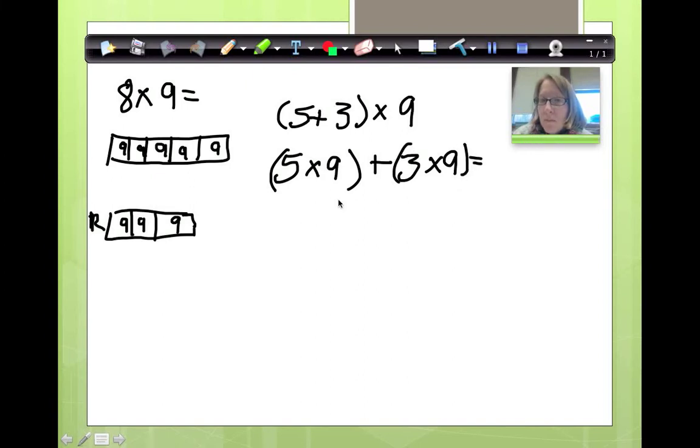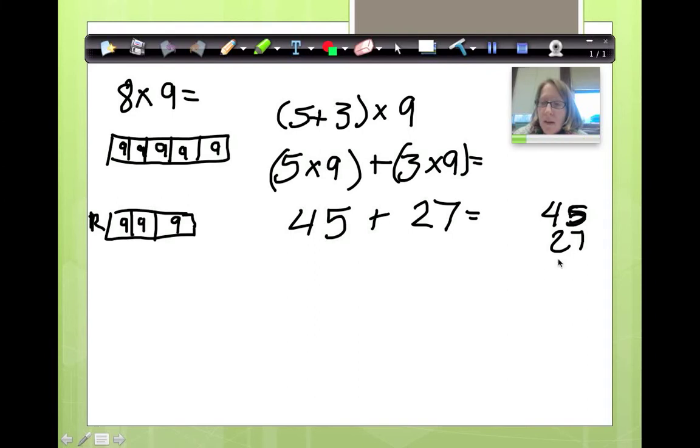and then we multiply. 5 times 9 is 45. 3 times 9 is 27. Okay, now we add it up. Alright, 45 plus 27: 5 plus 7 is 12. 4 plus 2 is 6, plus the 1 is 7. That would equal 72. 8 times 9 is 72.